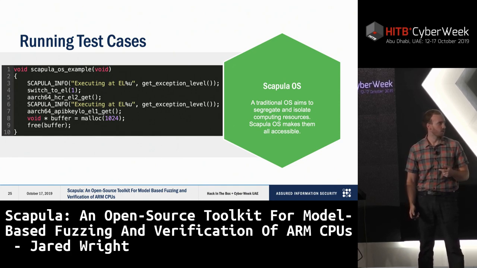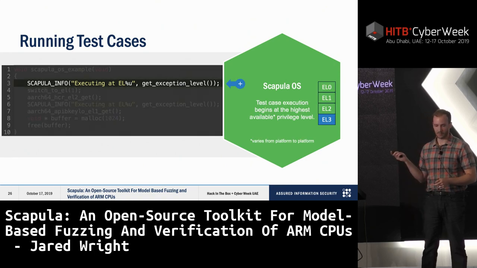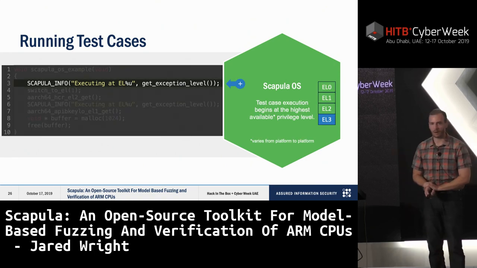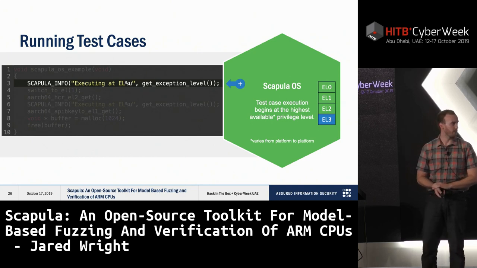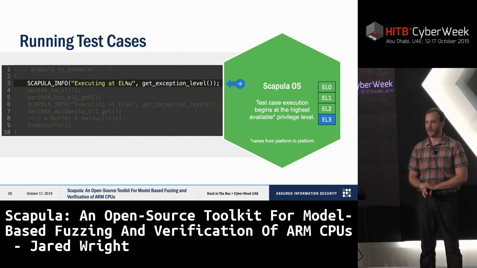So I'll walk you through how this would work using some examples. If you're unfamiliar with the ARM architecture, privilege comes in layers called exception levels. To draw some parallels, EL3 is the most privileged. It's called the system monitor mode. Then EL2 is where hypervisors would usually run. EL1 is usually where an operating system would run. And finally, EL0 is where an application would run. This is parallel to, if you're familiar with Intel, ring 3, ring 0, ring negative 1, ring negative 2 from the top to the bottom.